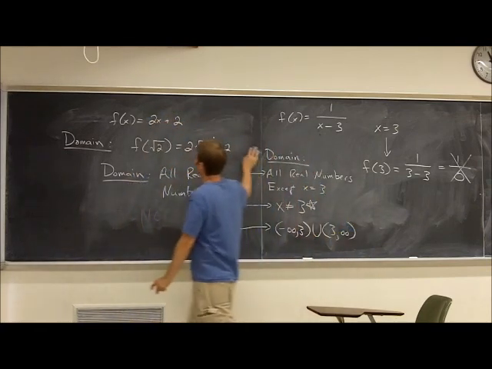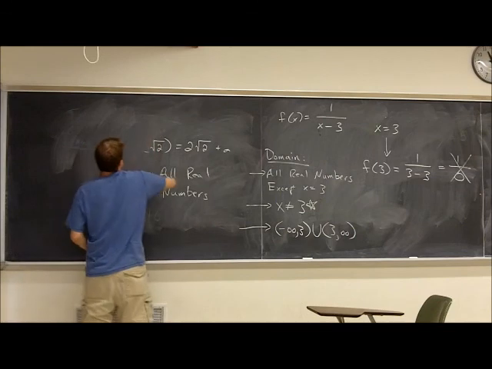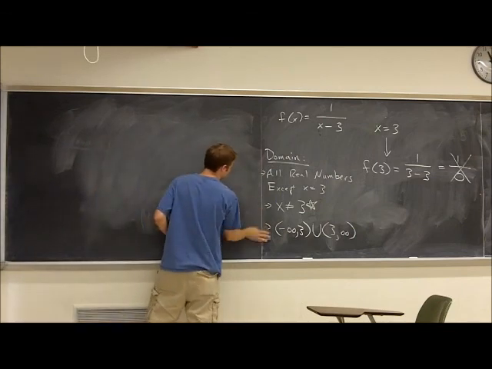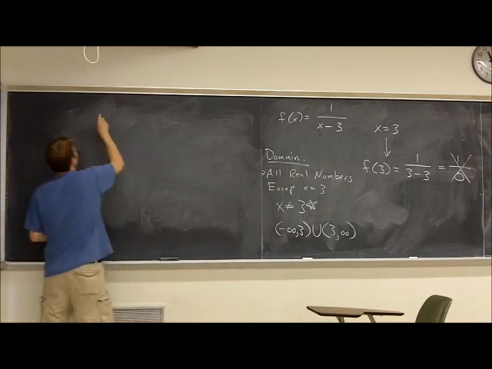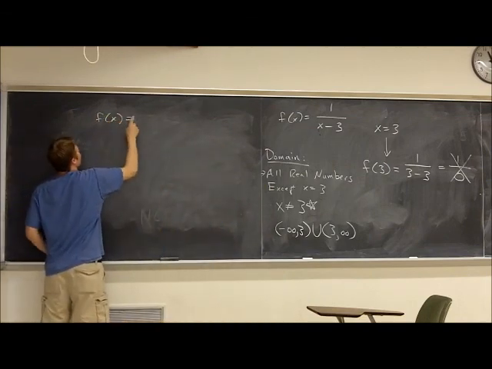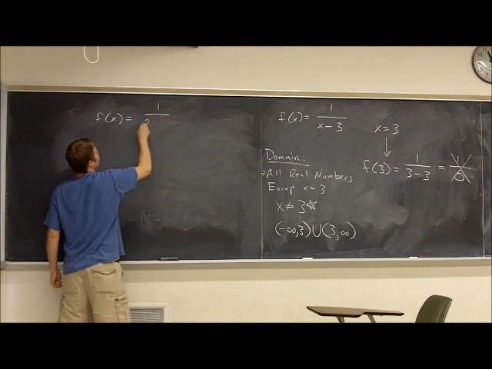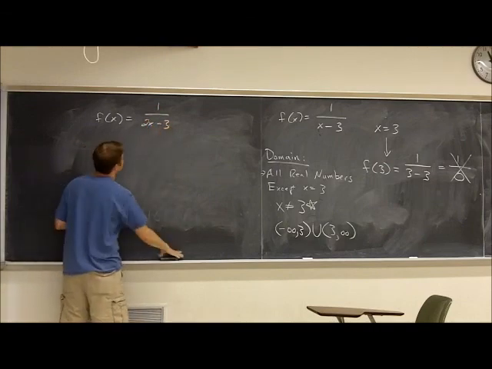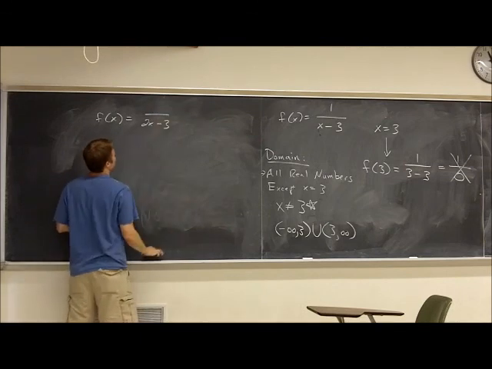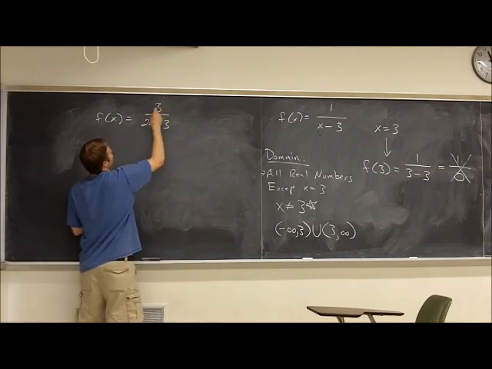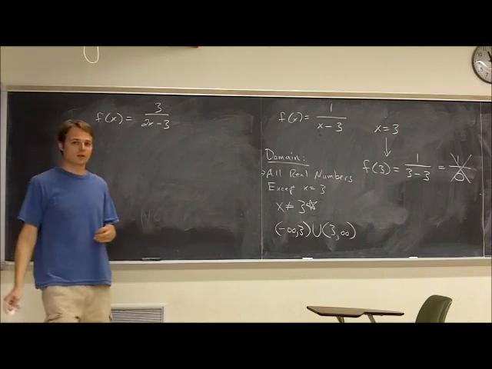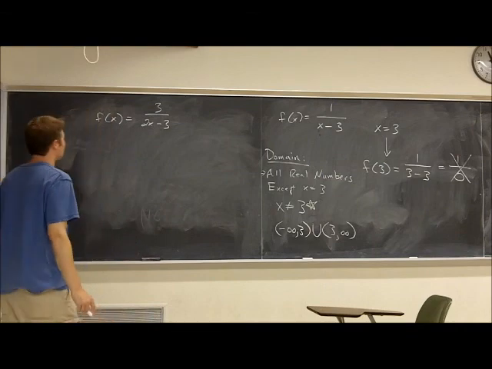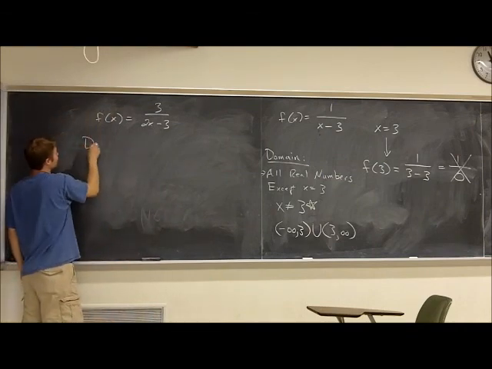So let's look at another example. A function like this, f of x is equal to 1 over 2x minus 3. And actually, we did a 1 on top of the other one, so let's do maybe a 3 up here. So the function is 3 over 2x minus 3, where x is the input value. So I'd like to find the domain of this function.